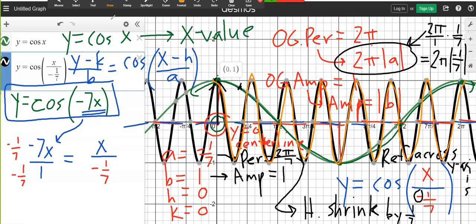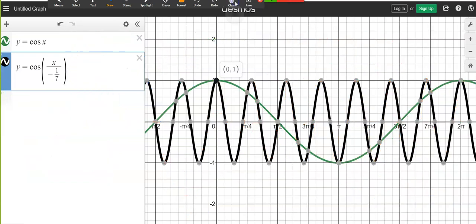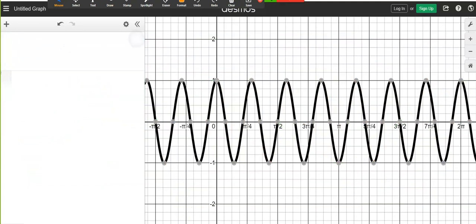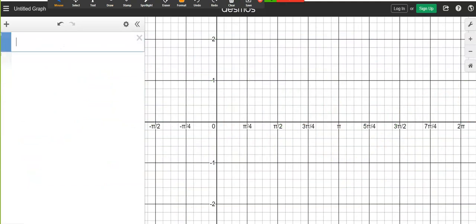So, your language, we wrote out the language: horizontal shrink by 1/7, reflection across y-axis. Correct. Does this kind of make sense? Yeah. Okay. All right. What's next? We should probably review. Yeah. Okay. That's what I'm thinking. That's good. I'm going to stop my share and let you share. And then you can ask me for certain things.